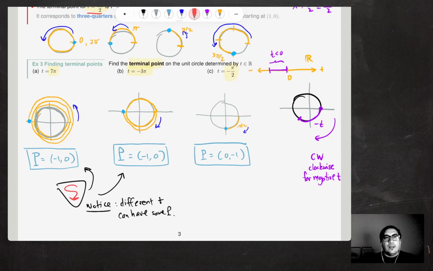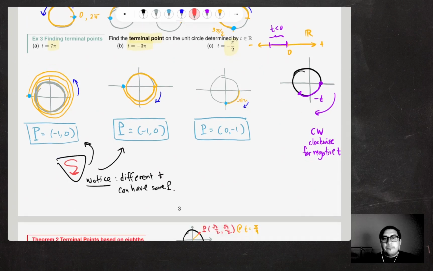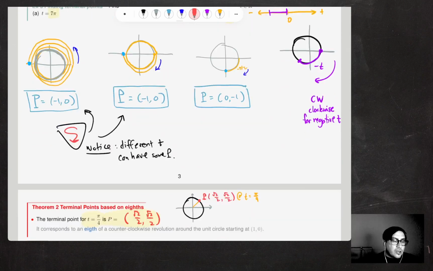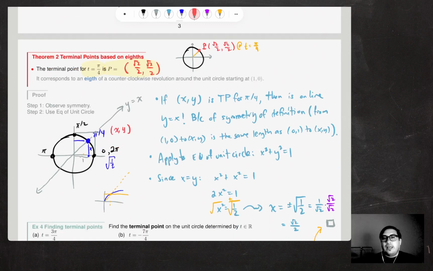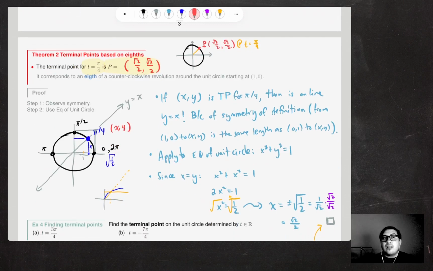Sweet. All right, so pretty much that's the terminal point. So next in class, we pretty much got to this point. So this is the next really big theorem. So what does it say? It says that the terminal point for pi over 4 is P with coordinates root 2 over 2, comma, root 2 over 2. So what is pi over 4?